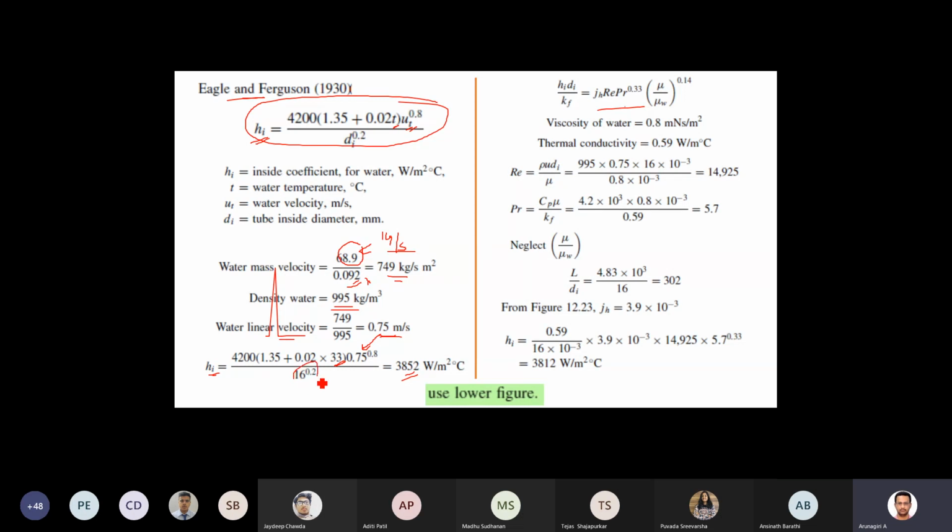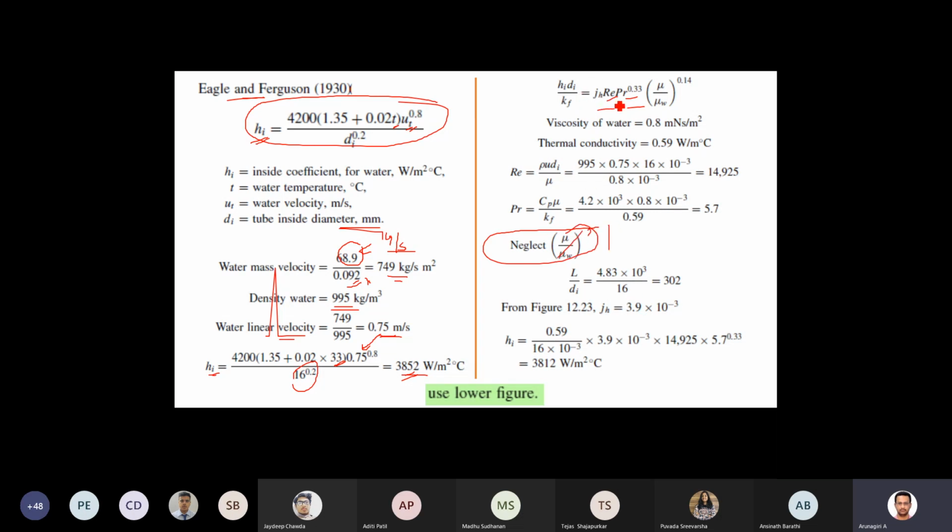Okay. Then what is this? This is di, that should be in mm, 16 mm. Okay, so this is the value of it. Or you can use the Cped equation. Here you have to calculate the Reynolds number, Prandtl number, and mu by mu w. In this case we can neglect mu by mu w, that is approximately 1.